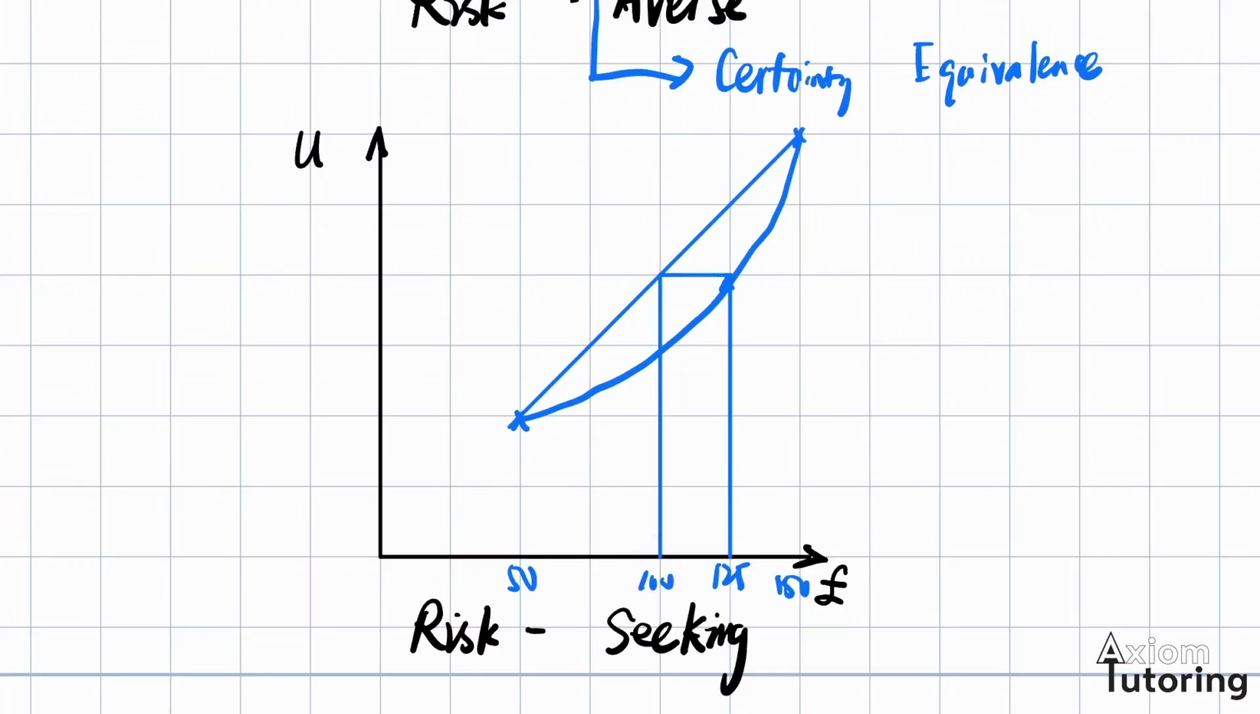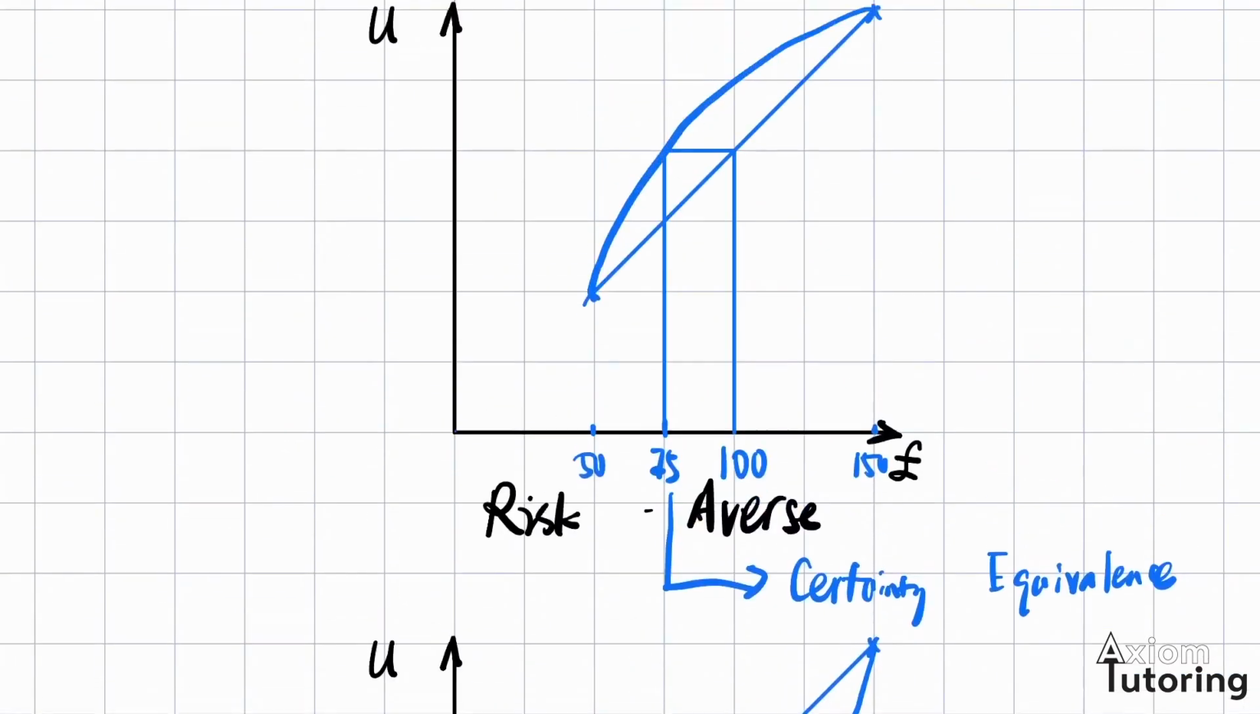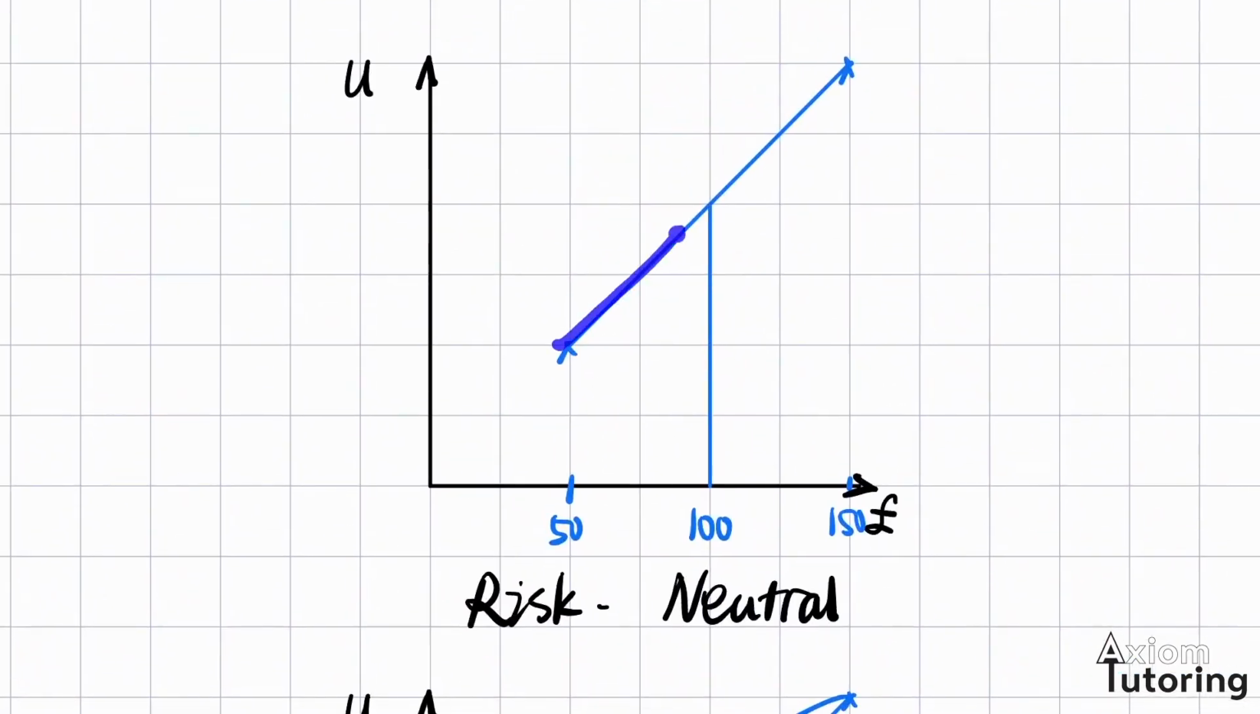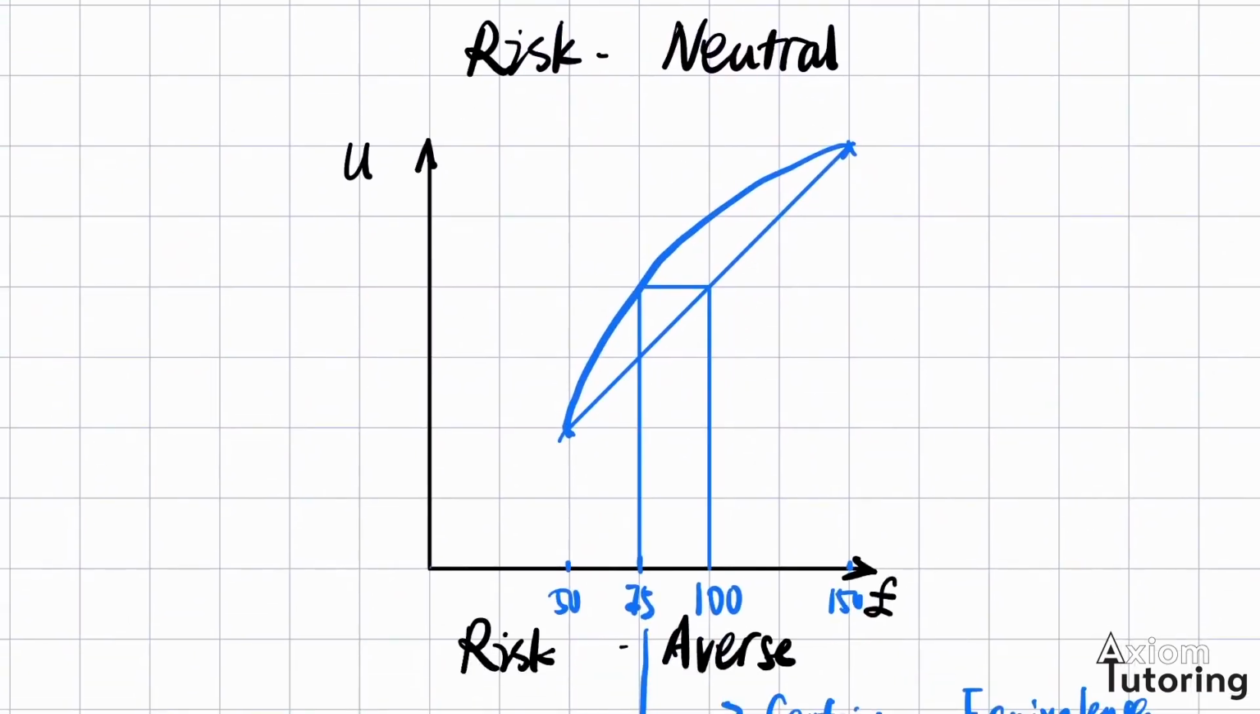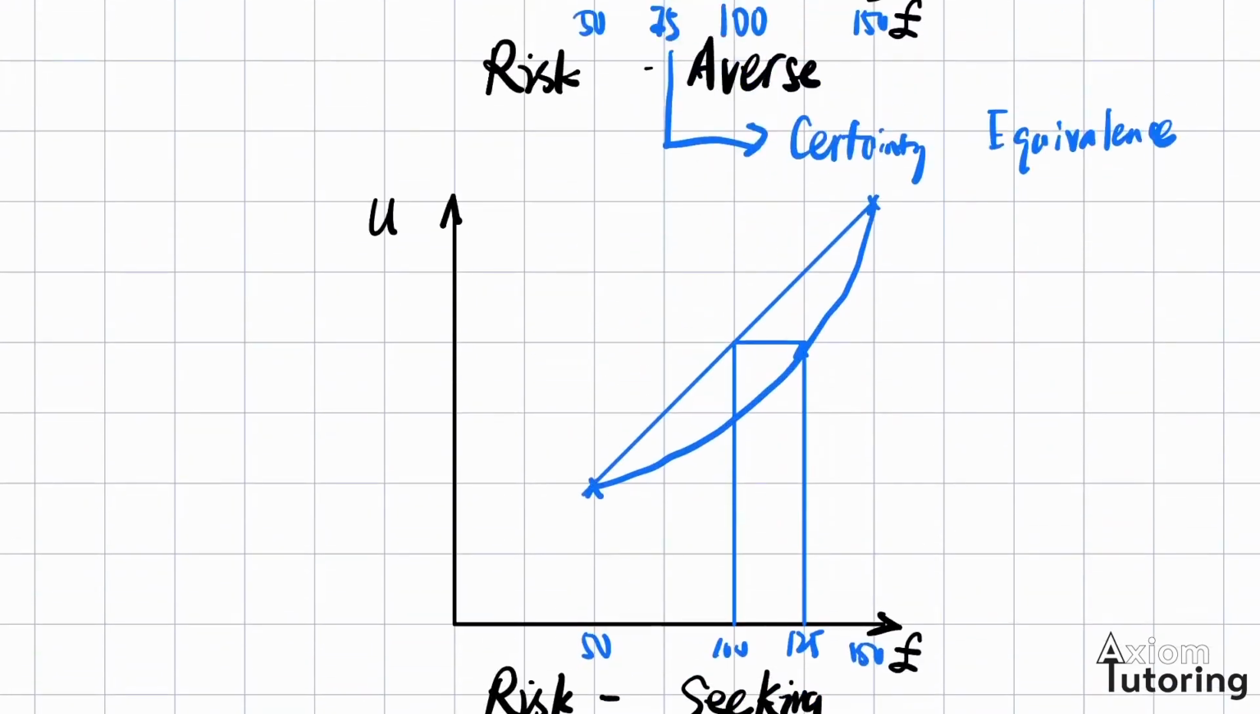Now we have three different risk profiles. The risk neutral, which is a straight line. Remember, it's the shape that matters. It's not the slope or the scale of it, it's the shape that matters. We also have the risk averse individual, which is a curve that is shaped like this. And we have a risk seeking individual, which is something like this.